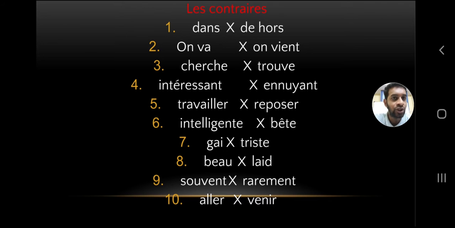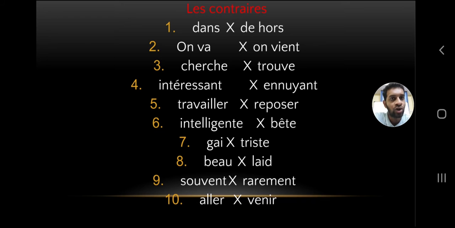Dans, dehors. Dans means in. For example, je suis dans ma chambre, in my room. Dans la boîte, dans mon sac. And dehors means outside. Je suis dehors, I'm outside. So dans, dehors: in and out.